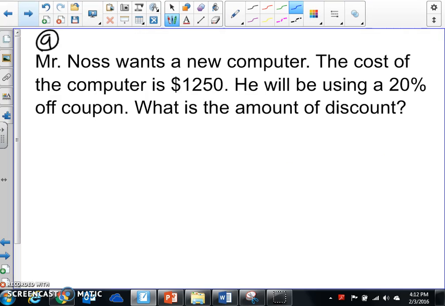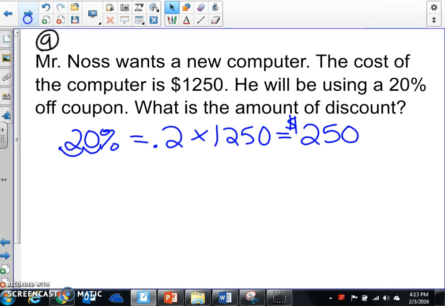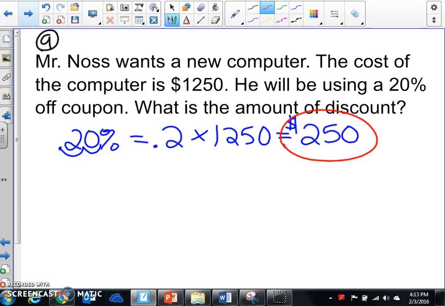Mr. Nass wants a new computer. The cost of the computer is $1,250. He will be using a 20% off coupon. What is the amount of the discount? All right, we take that percentage, turn it into a decimal, which is 0.2 or 0.20. We multiply it by the cost of the computer. And so that's the amount of the discount. So before I get going, I see, what are they asking me? What is the amount of the discount? So it's just $250. That's how much discount he will get.